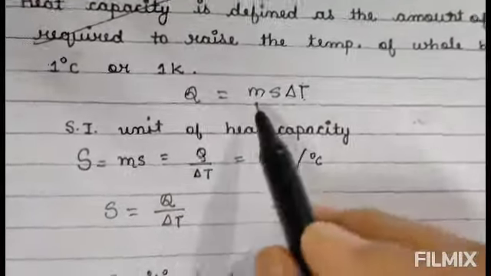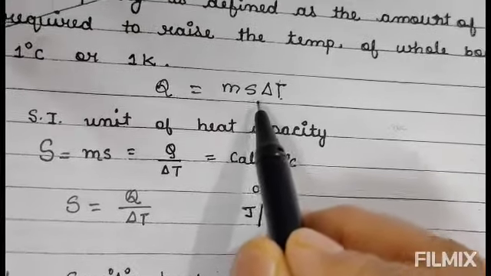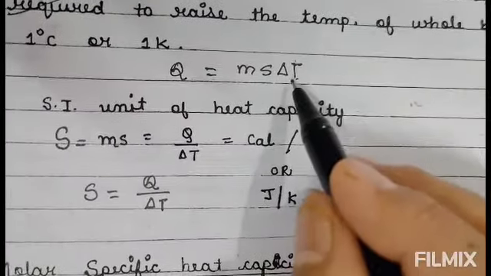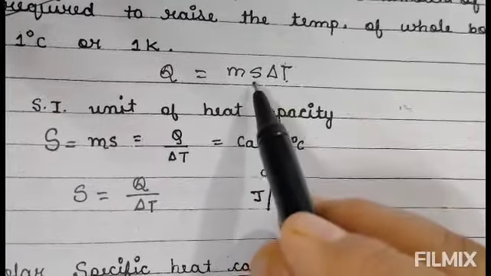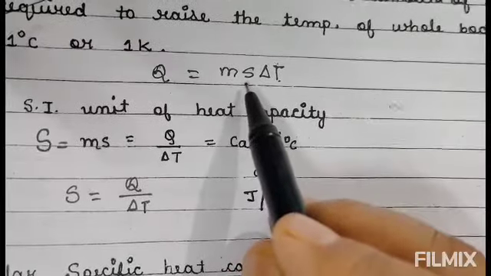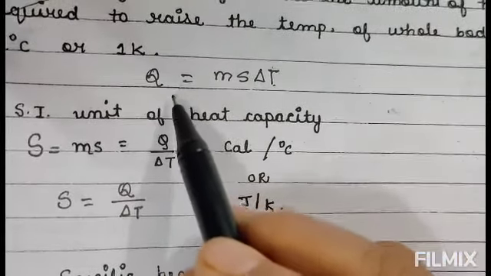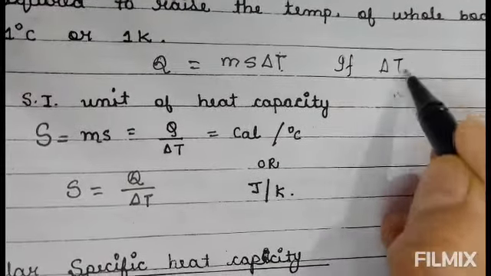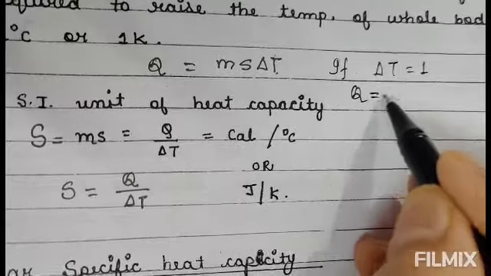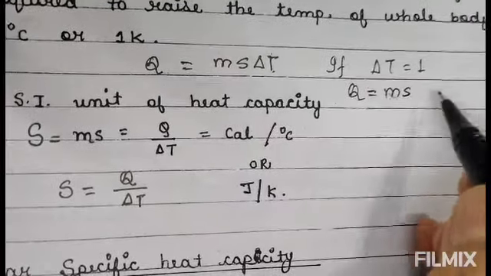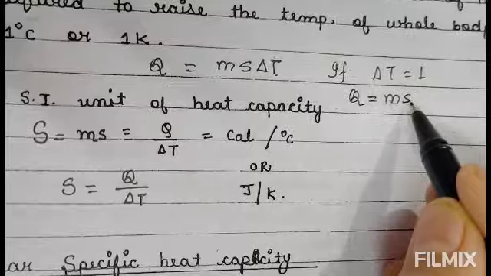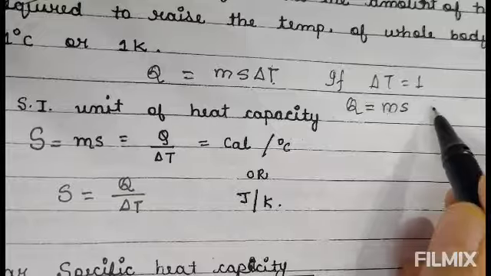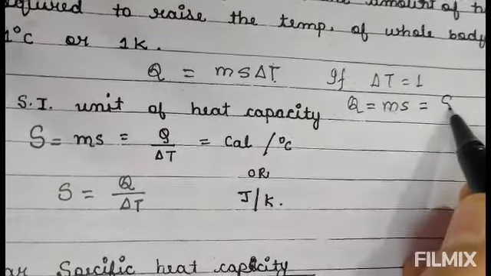So here you will see m s del T. According to the definition, if del T is equal to 1, then Q is equal to m s, and this quantity, this heat, is called the heat capacity. That means if del T is 1, Q will become m s, where m is the mass and s is the specific heat of the substance. The product of these two is called heat capacity or thermal capacity. This we can represent with this capital S here.